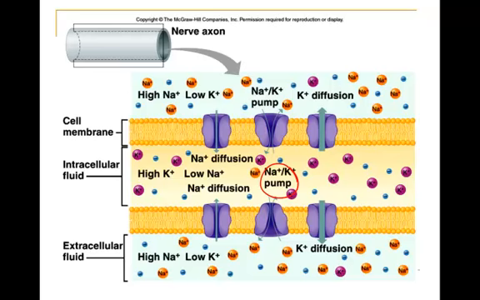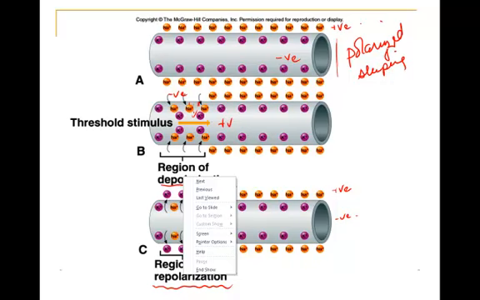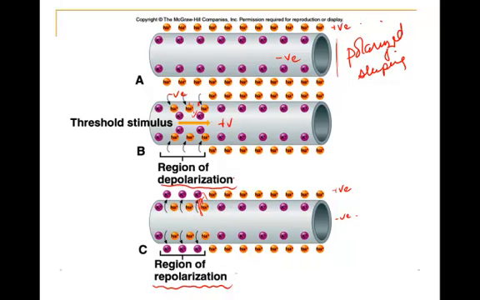So let's review it again. We have a sleeping resting membrane. The stimulus comes along and these channels open up and sodium rushes in. That stops, and then the channels open up the other way and let potassium go out. So this is depolarization and this is repolarization. In order for it to be polarized again, we have to get everything back to the right side. So we call in the sodium potassium pump.